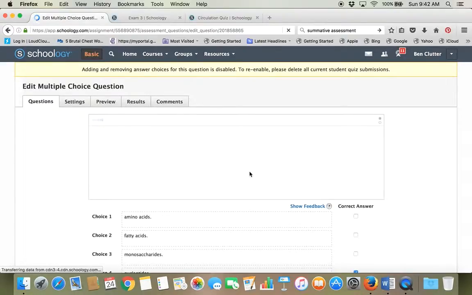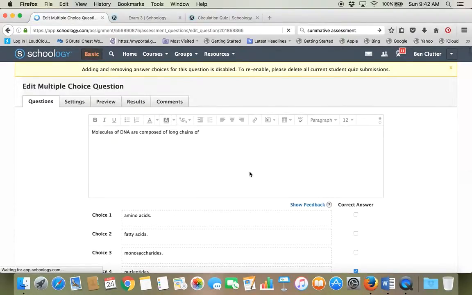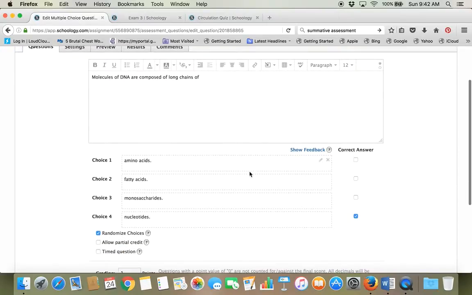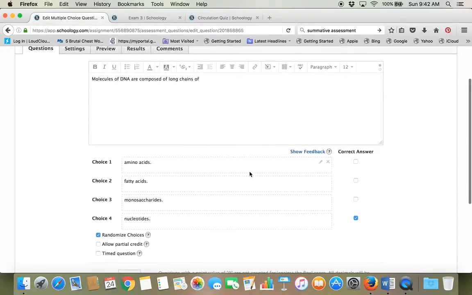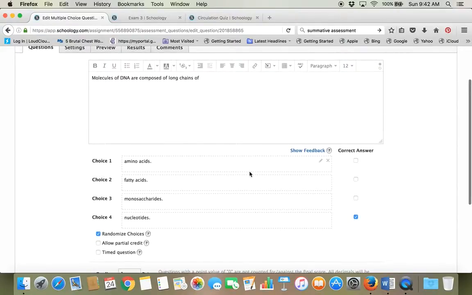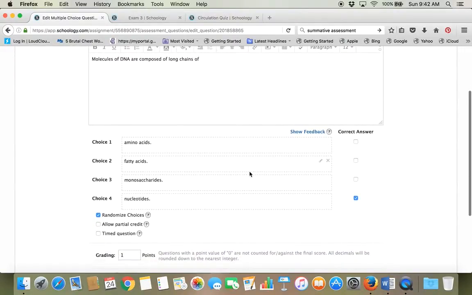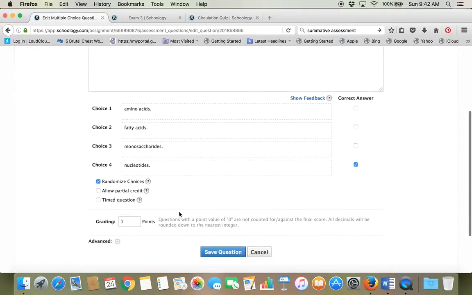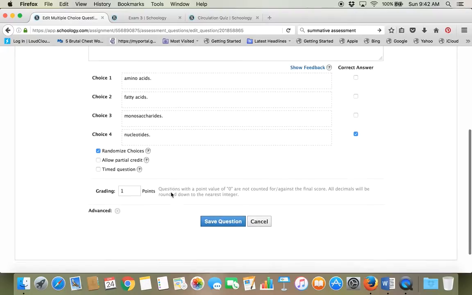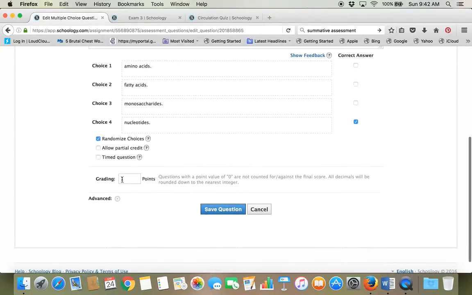And so the questions can be imported using ExamView creator or other tests, as long as you can save it as a Blackboard 7 or newer file. You can change your correct answers. You can randomize the order. You can allow partial credit. That's particularly useful if you're going to do like a matching, which I'll show you here in a minute. And you can change a point.